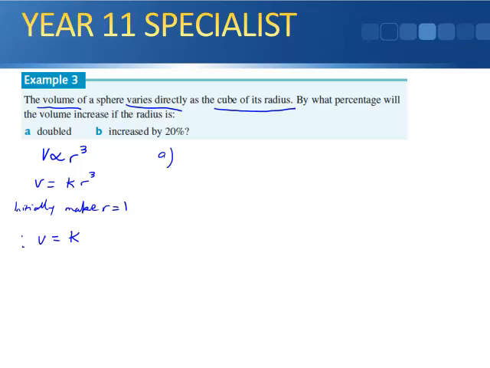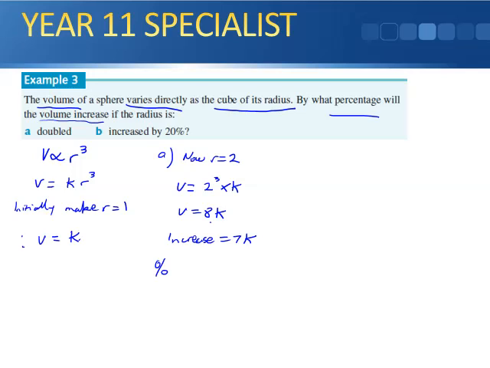Then part A says if the radius is doubled. So if initially the radius is 1, now r equals 2. And therefore my volume will equal 2 cubed times k, which means my volume is 8k. It says by what percentage will it have increased? Well, it's gone from 1k to 8k, so the increase is 7k.